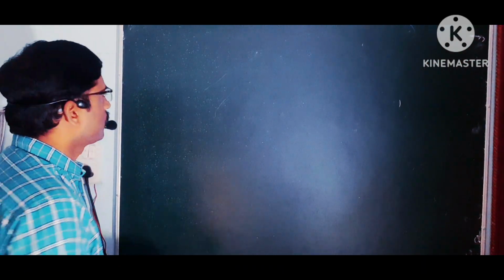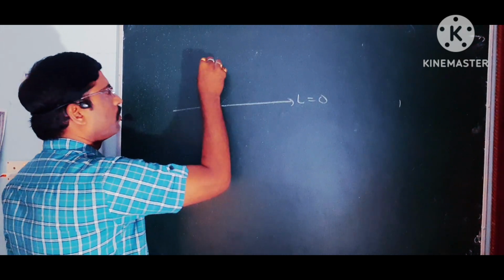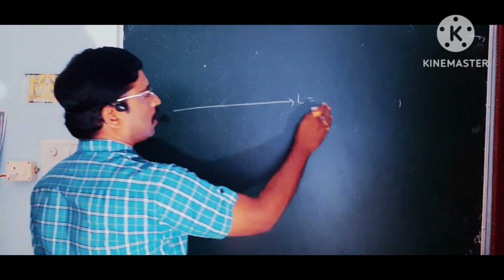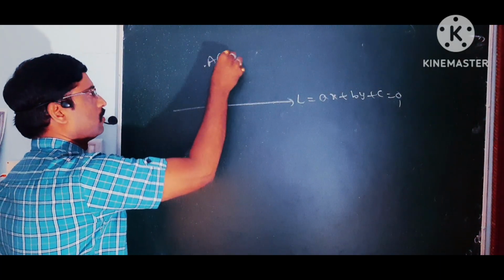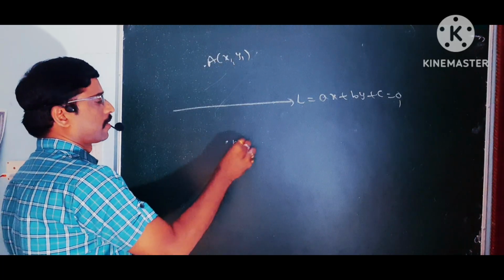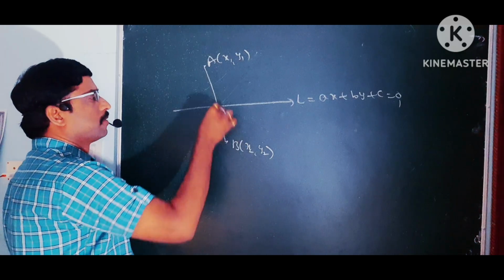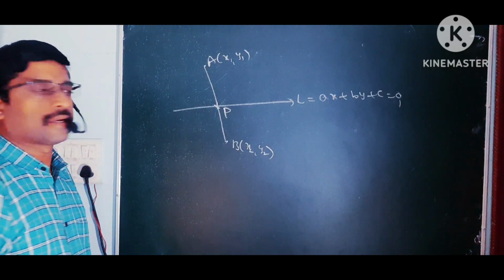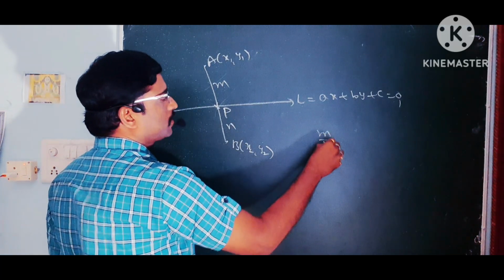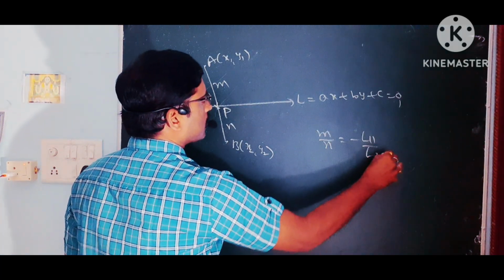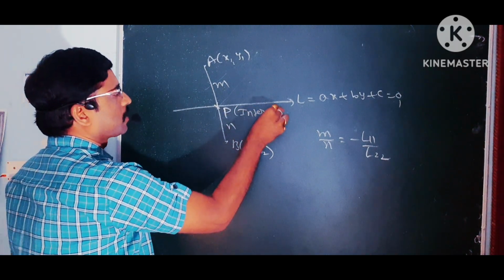Suppose A and B, two points, lie on opposite sides of L equal to 0. Then what is the condition here? Here P divides the line segment AB in the ratio, I am taking m by n. So m by n, what is the formula? Minus L11 by L22. But here P divides internally in the m is to n ratio.